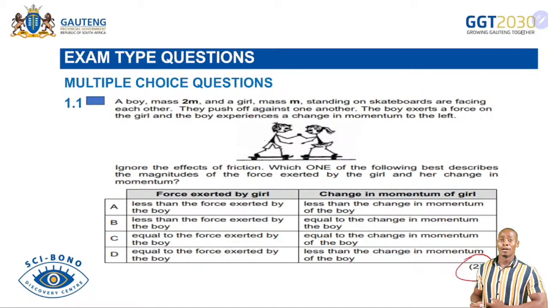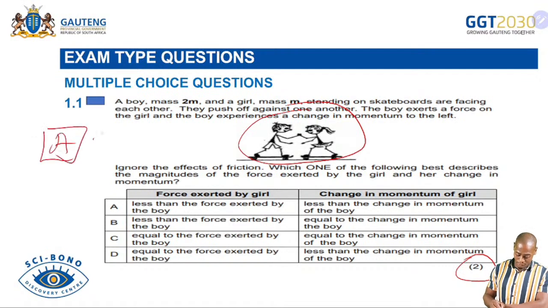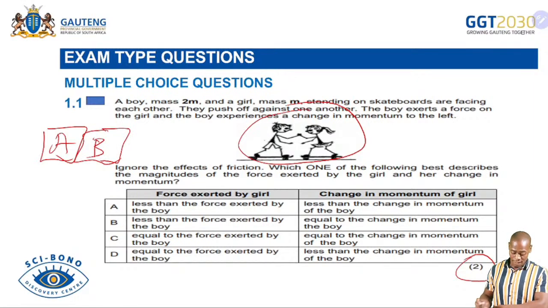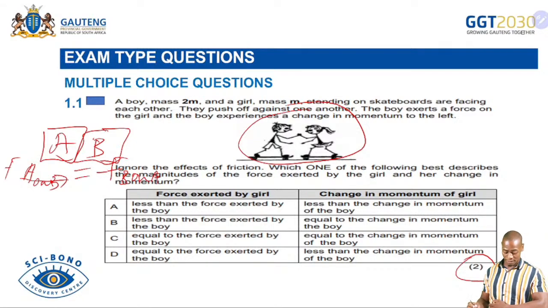What is important here, learners, for you to be able to answer this question? Here, there's an application of Newton's third law. Even if you have object A colliding with object B, there will be an application of Newton's third law. The force that object A exerts on object B is equal to the force that object B exerts on object A, but acting in opposite directions.